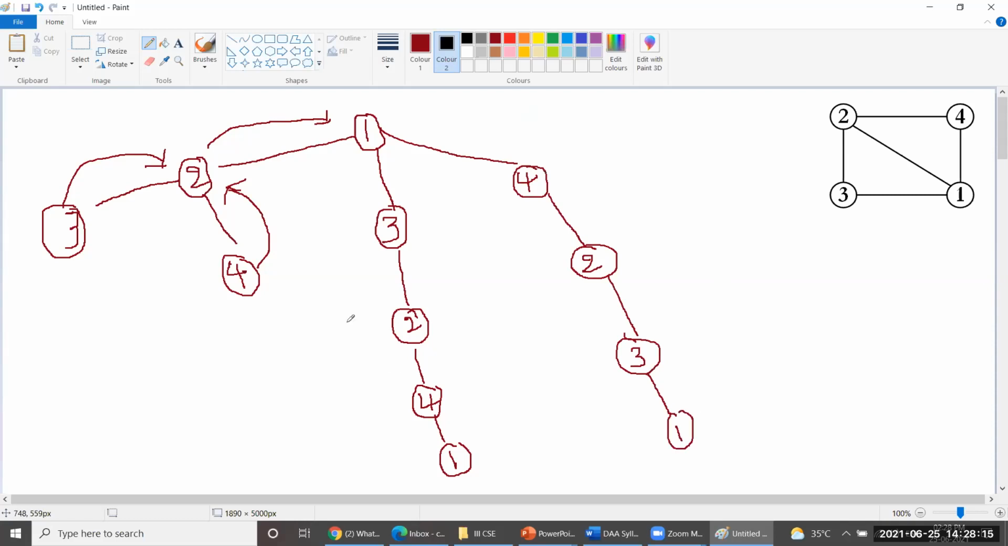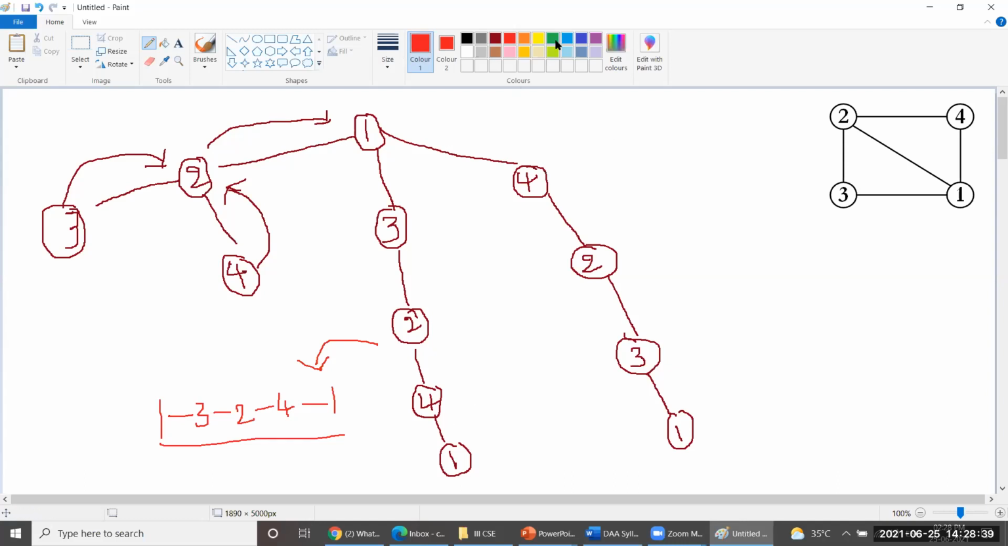As far as this particular problem and output is concerned, it gives you the Hamiltonian cycle 1 to 3, 3 to 2, 2 to 4, 4 to 1. This is the Hamiltonian cycle.